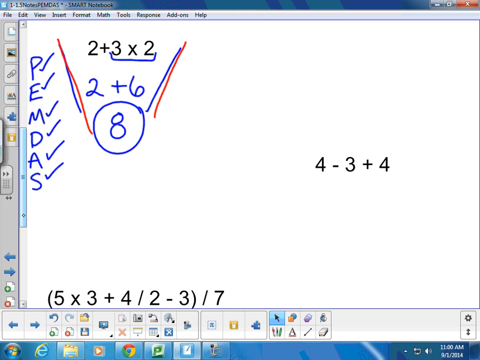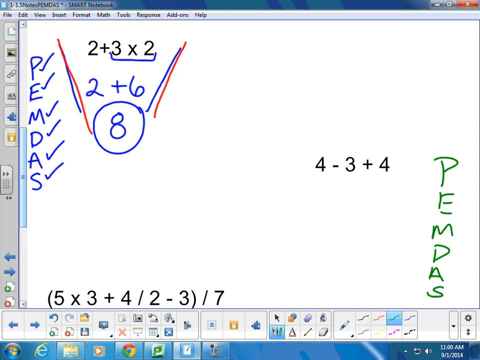Let's try this next one. 4 minus 3 plus 4. So maybe I want to make my checklist again. Really it depends on what you want to do. I teach you strategies. You decide what's beneficial. So I look for parentheses. There are none. I look for exponents. There are none. There is no multiplication. There is no division. There is addition and subtraction.